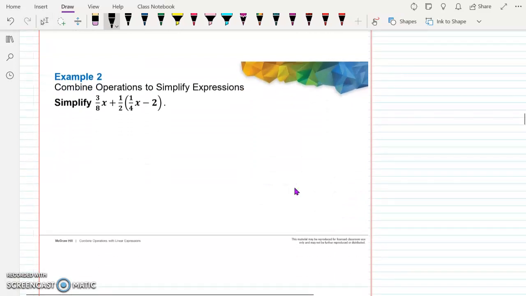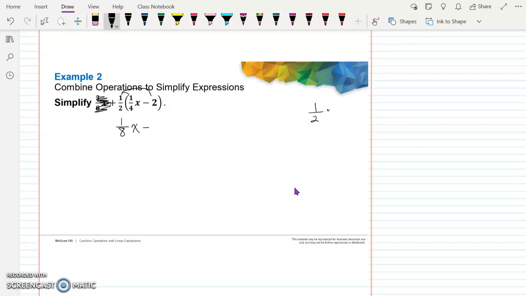Okay. Let's take a look at another example. This one includes some fractions in it. So again, we're going to do our distributive property first. So the way I treat this one is I imagine that 3/8x is not there. In fact, you might even just stick your hand over it, cover it up. And then multiply 1/2 times 1/4. 1/2 times 1/4 is 1 times 1 is 1. 2 times 4 is 8x minus 1/2 times 2.